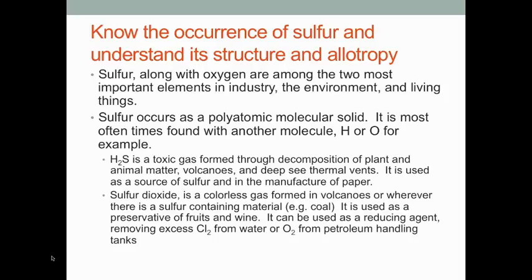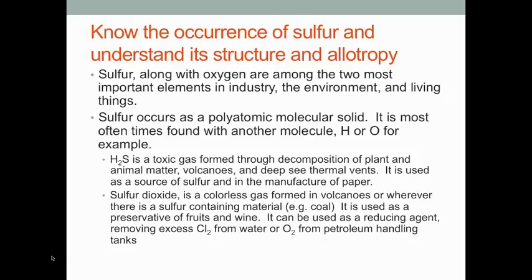Hydrogen sulfide is a gas formed when plants die and decompose, as well as animal matter. It's found in volcanoes, and it's found in deep sea vents. It's also used as a source of sulfur and in the manufacture of paper.